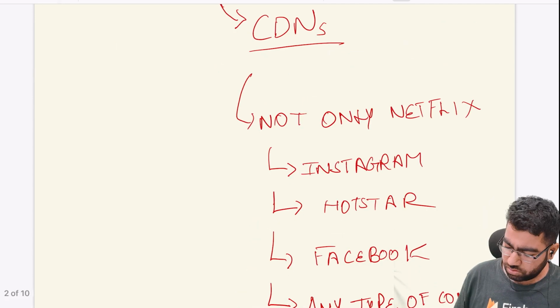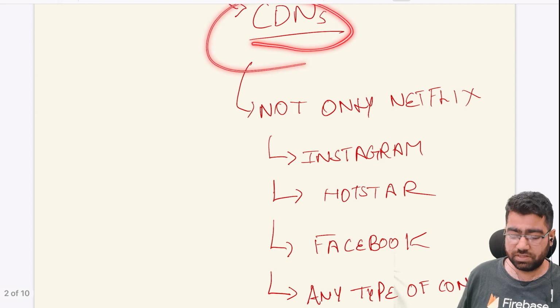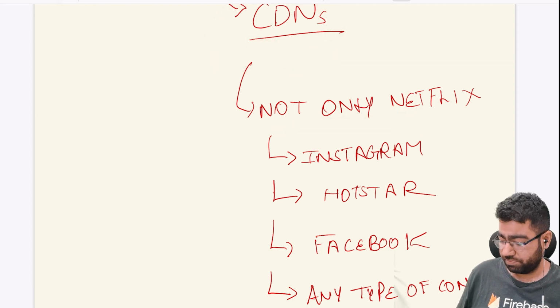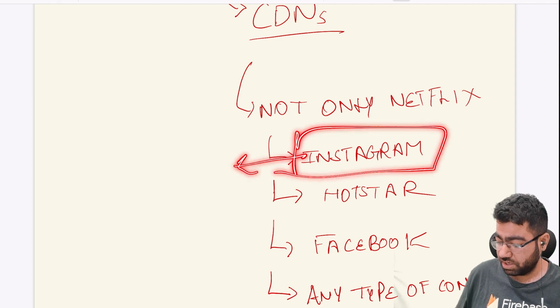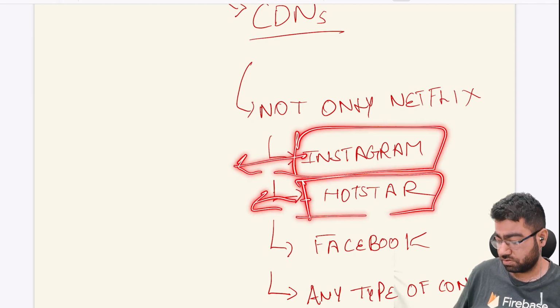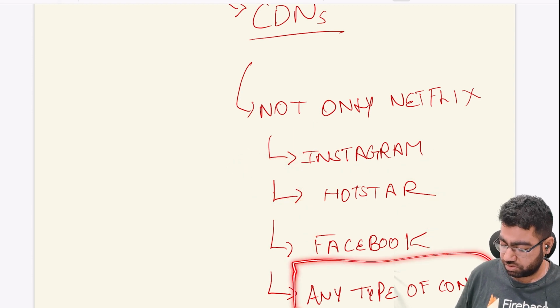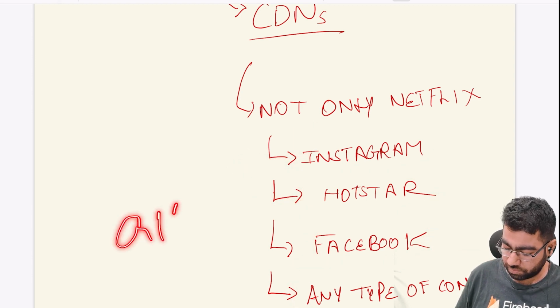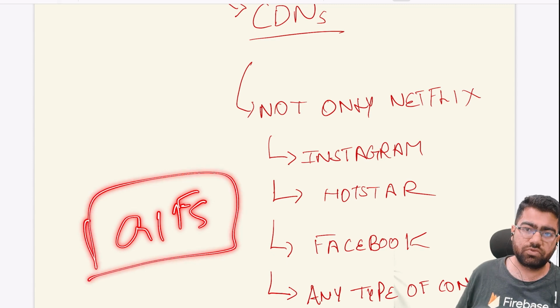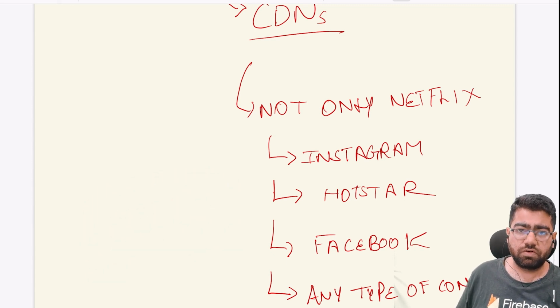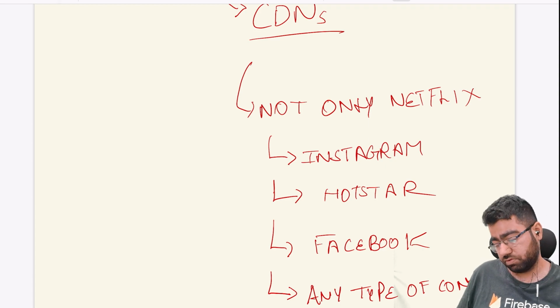Let's talk about that. CDNs are used not only by websites like Netflix, these are also used by websites like Instagram, which are delivering normal reels and photos. It is also used by Hotstar. It is also used by Facebook delivering reels. Any type of content, even the GIFs which you see on various websites, are sometimes not delivered through the server directly, but are just delivered with the help of CDNs.